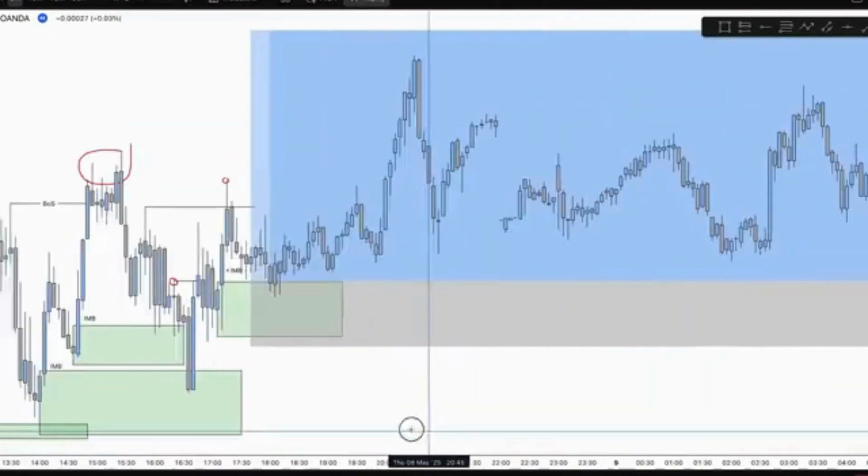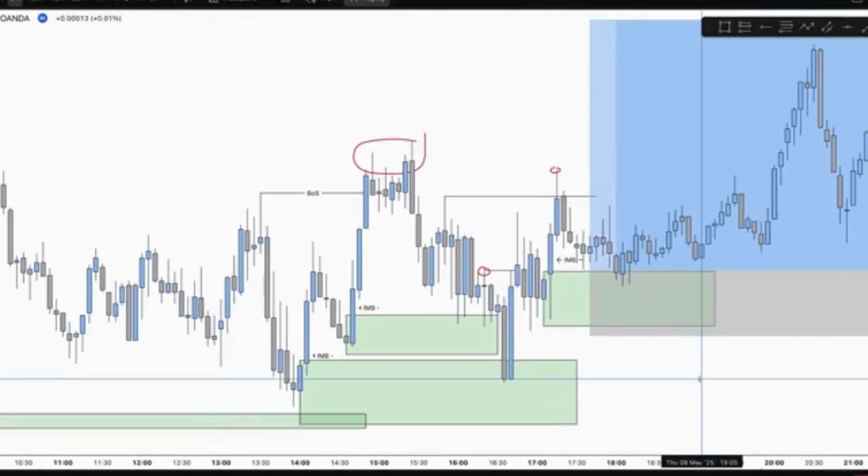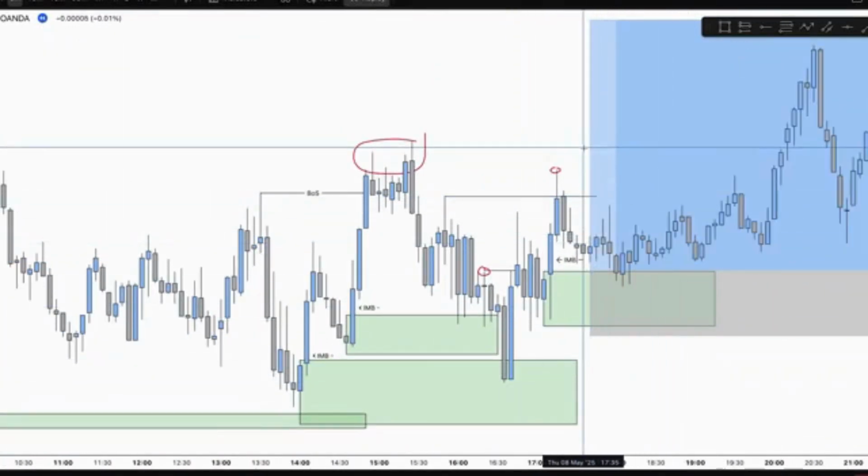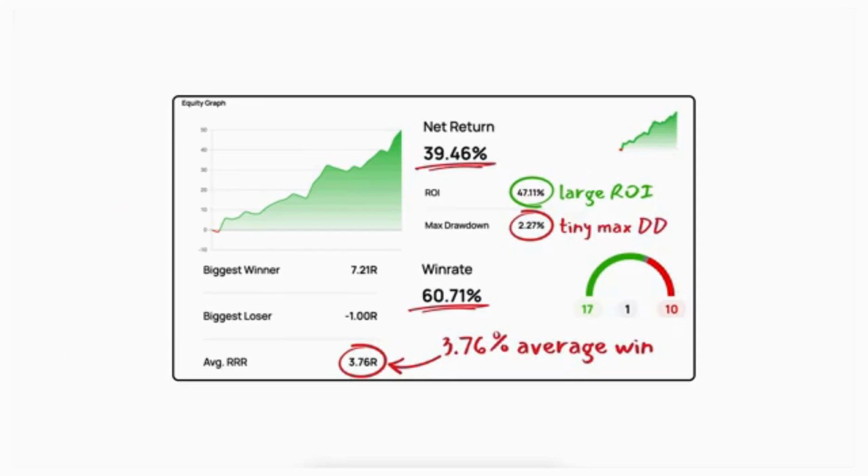So that is the concept of using that entry model to avoid the inducement theory and make sure you don't get stopped out of trades that can be easily won. These are the results I got from trading these concepts last year.